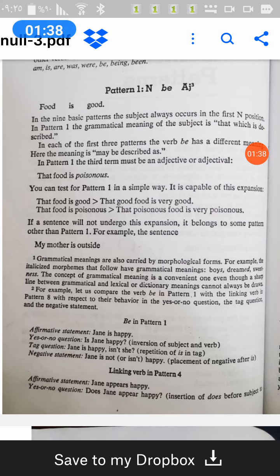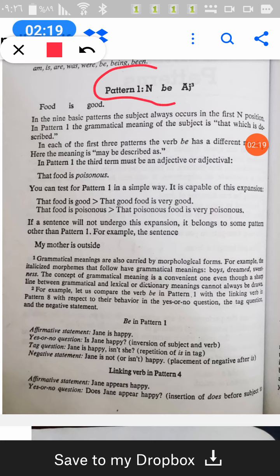However, in all these 9 sentence patterns, the subject always occurs in the first position. That is, it occurs as the subject of the sentence. Here, the verb in the sentence in English functions as the dynamo of the sentence. It dynamizes the structure of the sentence. It determines the structure of the whole sentence and then the pattern of the sentence. Now let's talk about the first pattern, number 1.